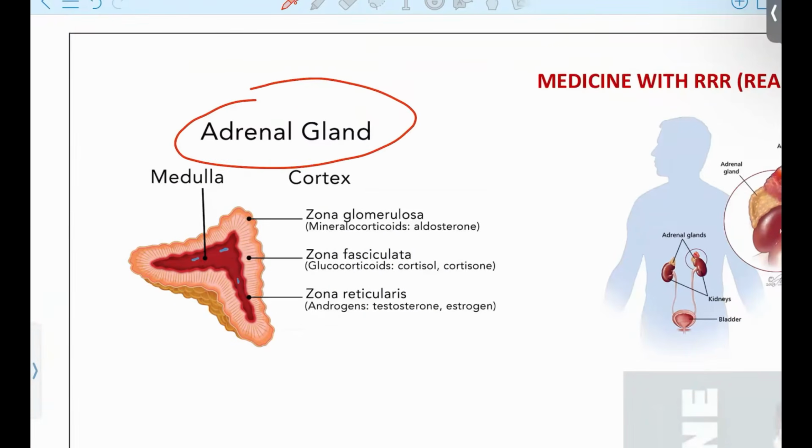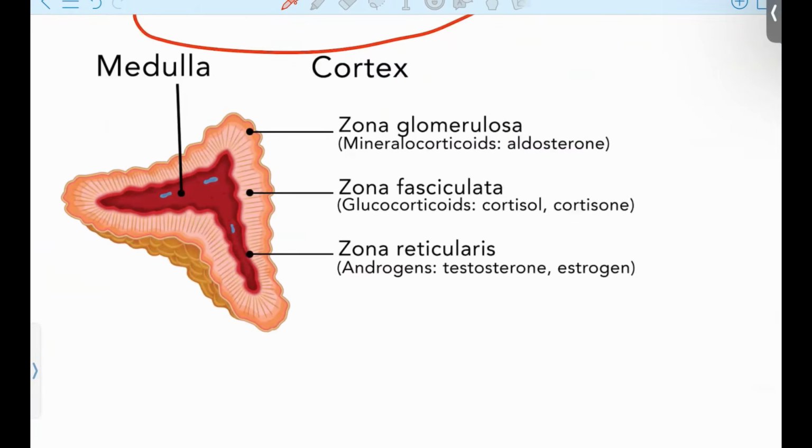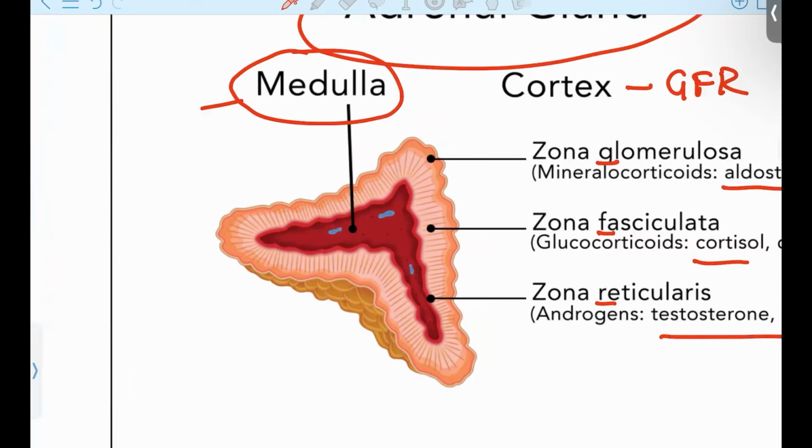Next, moving on to the adrenal gland. The adrenal gland has multiple diseases and is very confusing, but you have to answer these very carefully. The adrenal gland has three cortical layers, and the inner medulla also produces hormones. In the cortex, the mnemonic for remembering the hormones is GFR. From outer to inner side: glomerulosa, fasciculata, and reticularis. The glomerulosa, on the outer side, produces aldosterone; the fasciculata produces cortisol and cortisone; the reticularis produces testosterone and estrogen. And the medulla produces catecholamines.